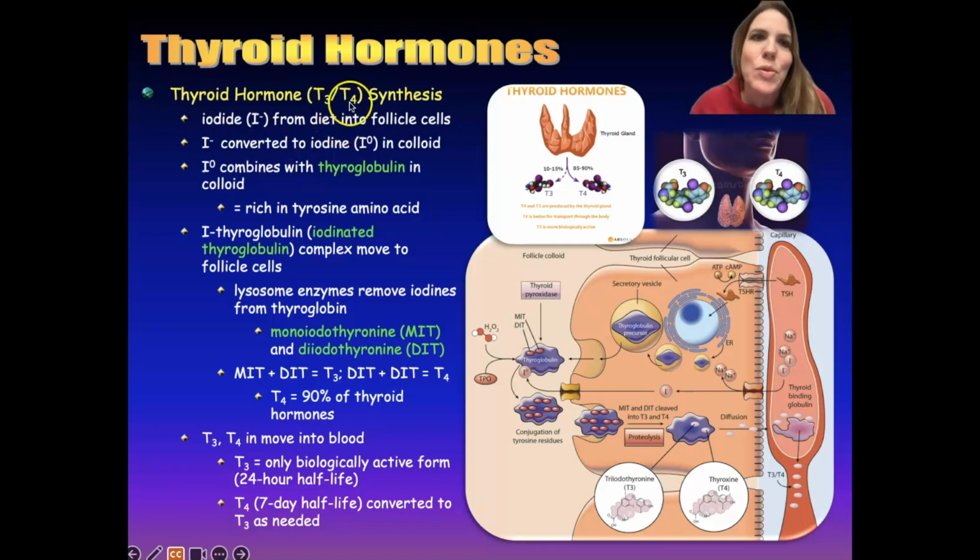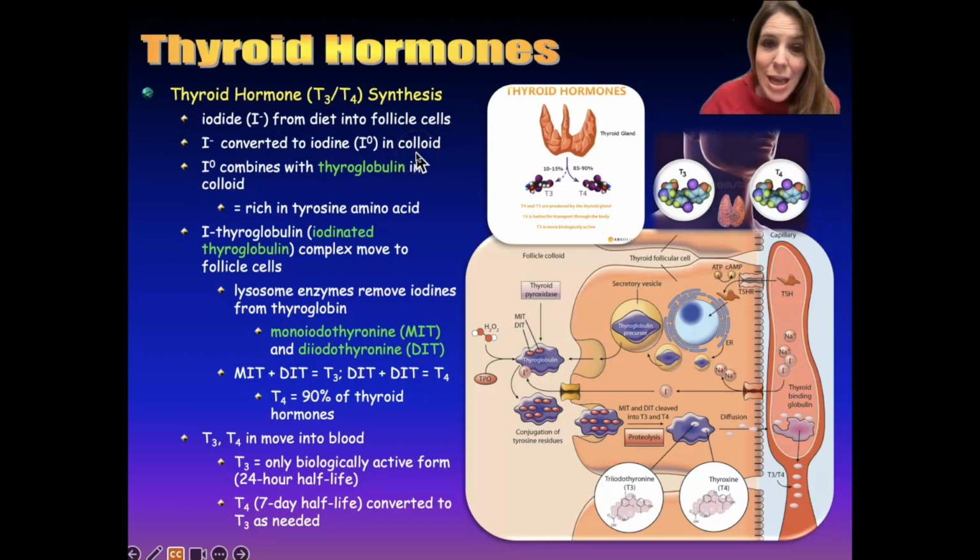Now, to create T3 and T4, the first thing that we have to do is get the iodine in the correct format. So when you take in iodine from your diet, maybe it's through your iodized salt, it's going to be in the form of what we call iodide, which is I with a negative there, so it has an extra electron, right? So we have to convert that iodide into elemental iodine. And so that's going to happen in the colloid of the thyroid gland. So you remember those colloids, the gelatinous stuff. So that iodide is going to be converted into I0, which is elemental iodine, in the colloid.